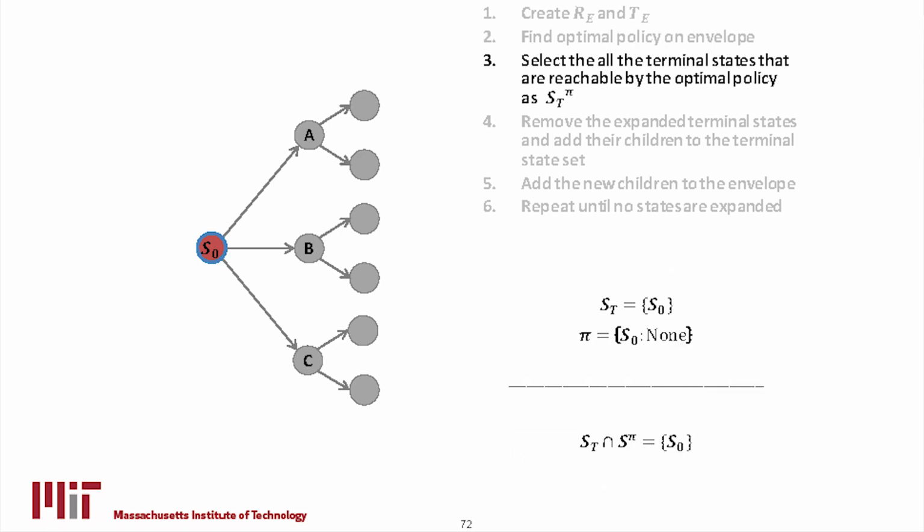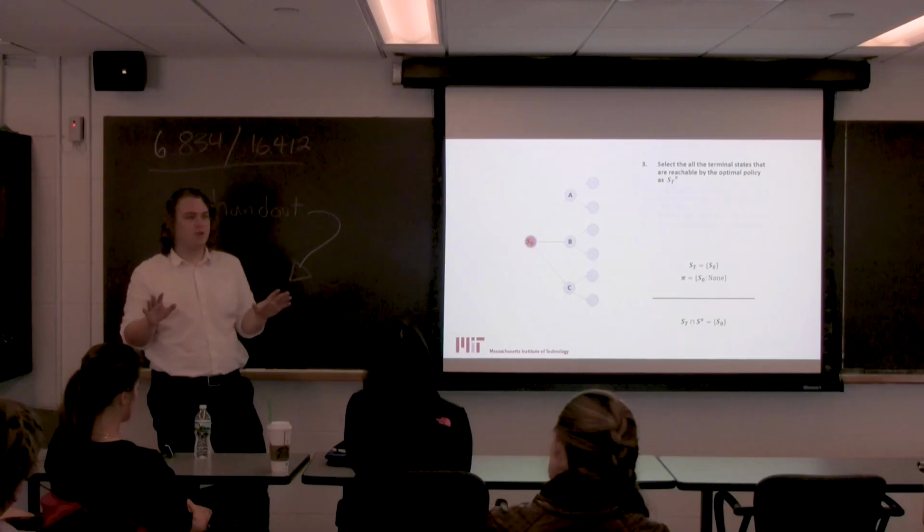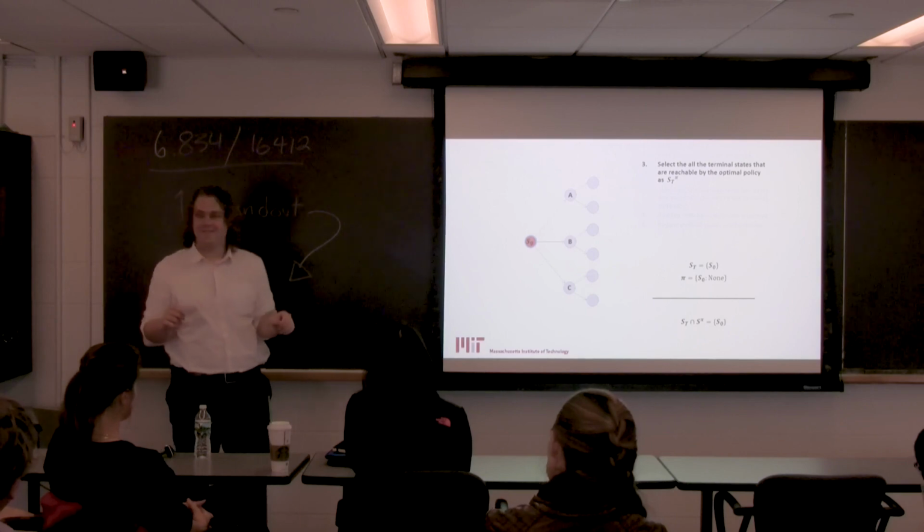So using this policy and knowing that S0 is in our terminal node set, we're going to take the intersection between this terminal node set and the nodes that we might reach following our policy. Now we know we're at S0, and we know the action that our optimal policy says to take is none. So we know we're there. We know it's in our terminal node set. So that's the only thing that we can reach so far using our optimal policy. So far, so good. Clear?